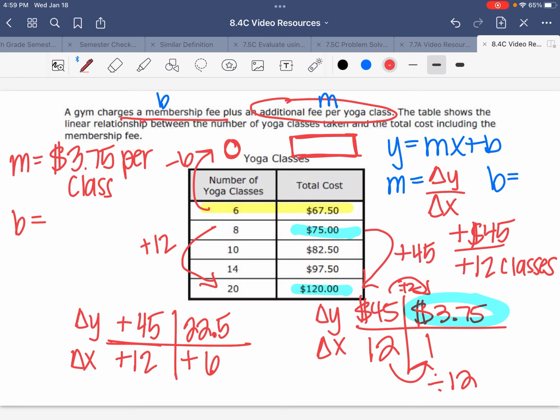So if I'm working backwards then, a decrease of 6 means a decrease of 22.5. So I'll take my calculator and I'll go 67.5 minus 22.5. And I'll find that when I have done 0 classes, I still have to pay $45, which means that my initial fee, that membership fee, is $45 just to join the gym.